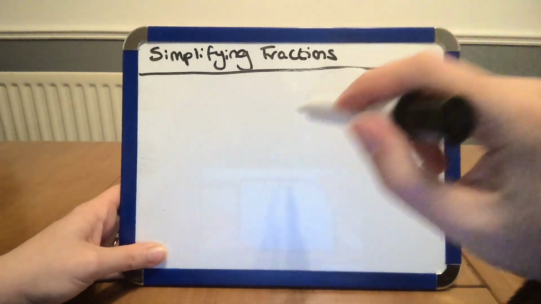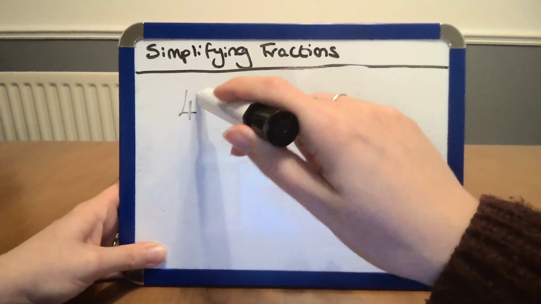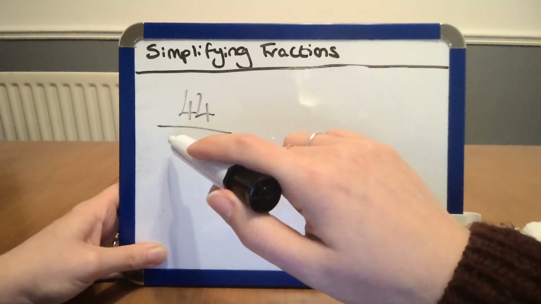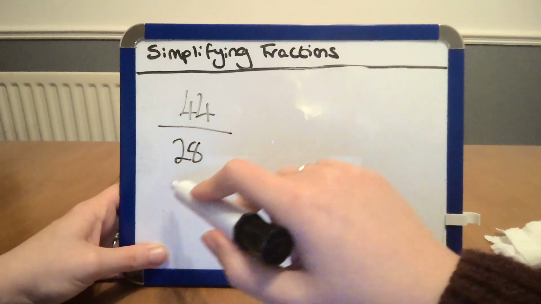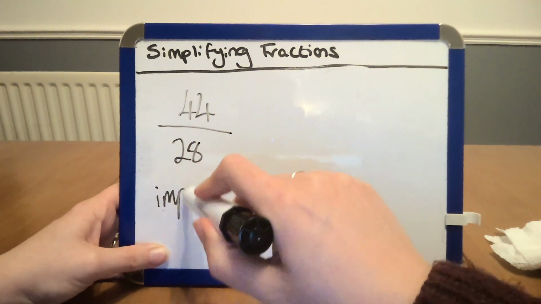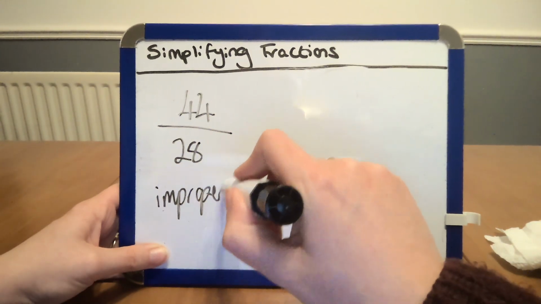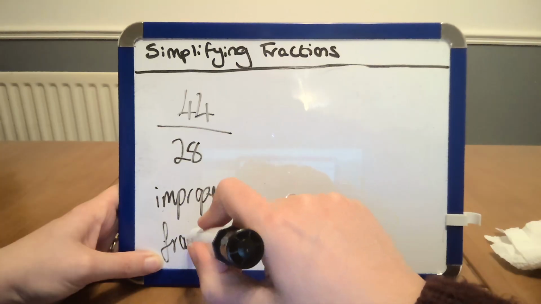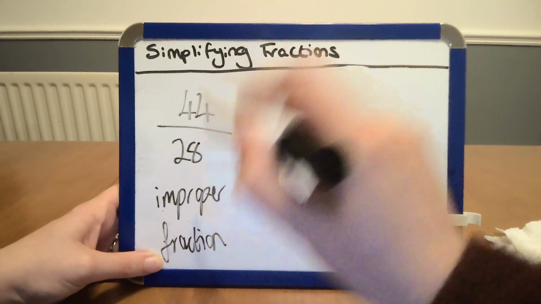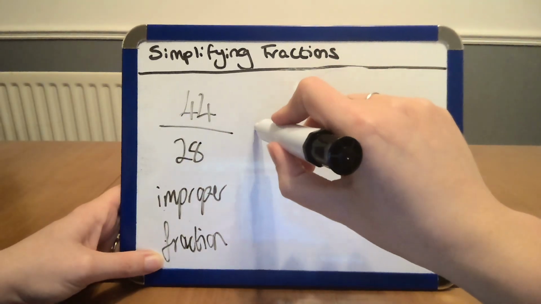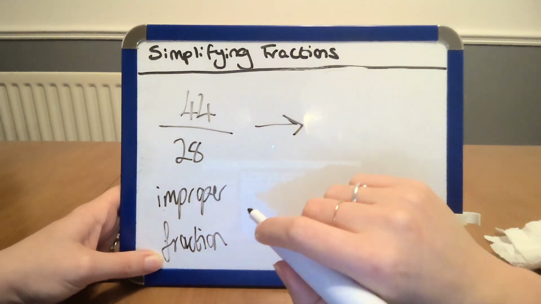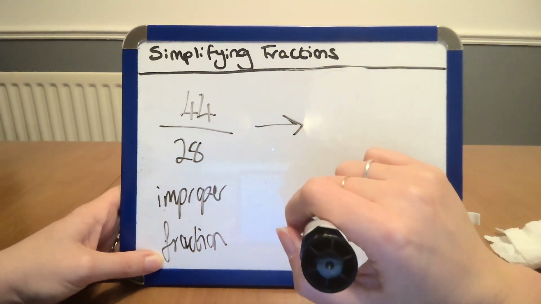We could have, for example, 44 over 28. Now this is an improper fraction. And if you are asked to simplify this fraction, you do exactly the same method. So you are dividing both numbers by something in order to make it smaller.